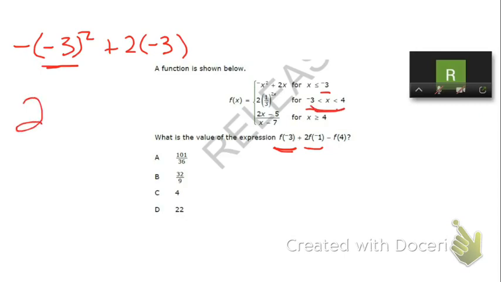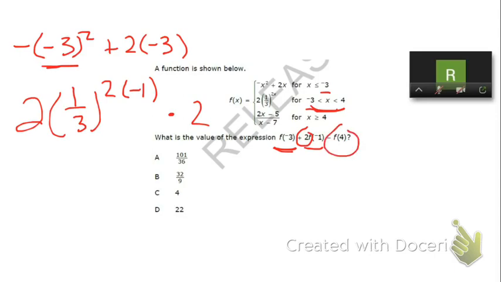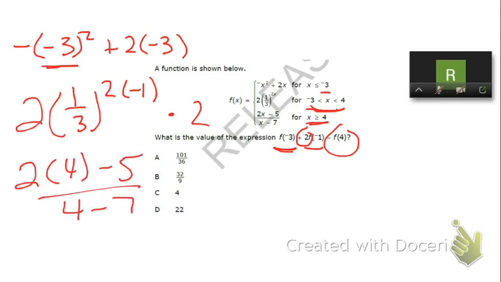So you're going to go 2, 1/3 times 2 to the -1. And whatever answer you get there, you're going to multiply by 2. And then you're going to take the 4, and 4 falls in the last one. So you're going to go 2 times (4 minus 5), all over 4 minus 7. So this is adding between those two and subtracting between those two. That's going to give you an answer. But you just have to plug in each one and find out which domain these numbers fall into. Because you don't plug them into all of them. You plug them into the one that's in this domain. And these are your domains right here.